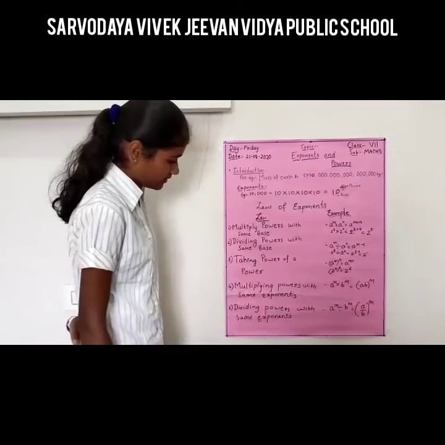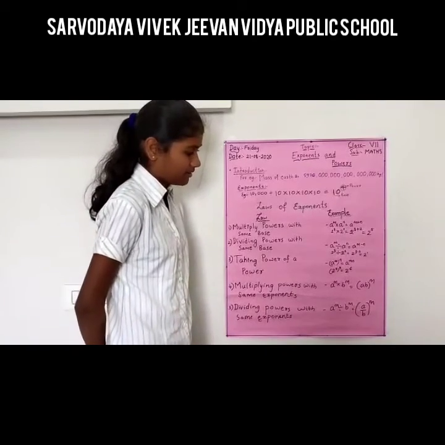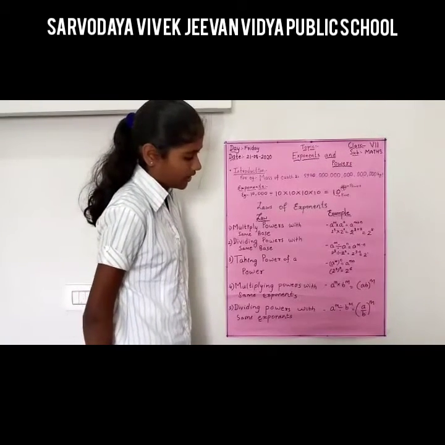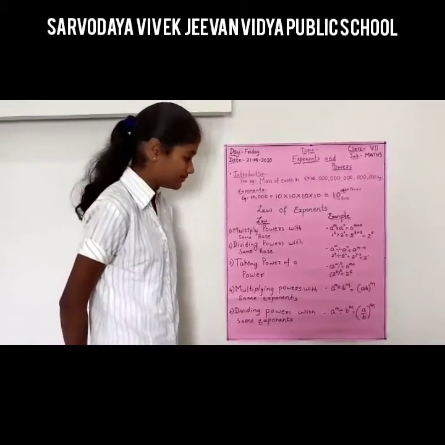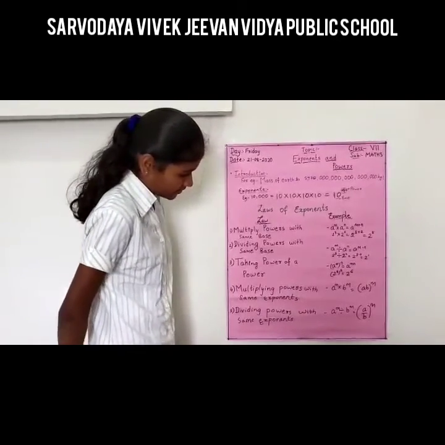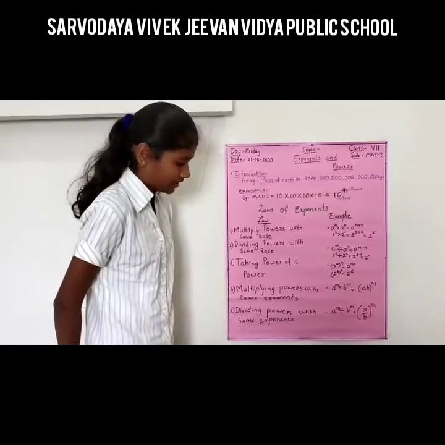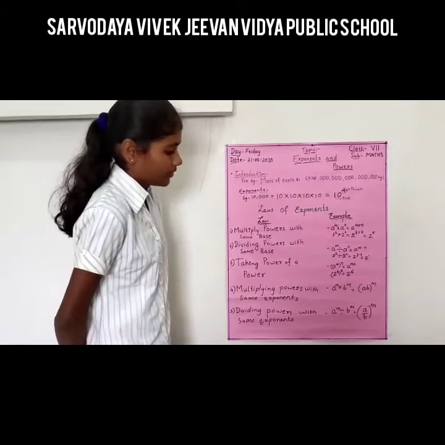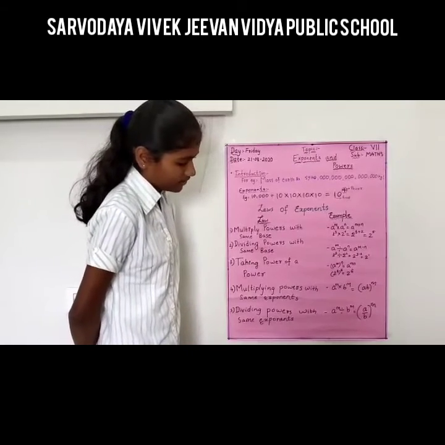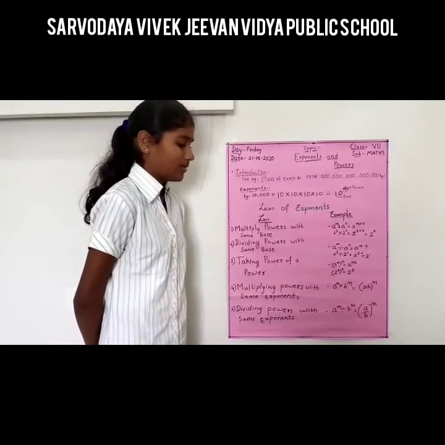Multiplying powers with the same exponents. a to the power m into b to the power m is equal to ab to the power m. Dividing powers with the same exponents. a to the power m divided by b to the power m is equal to a by b to the power m.